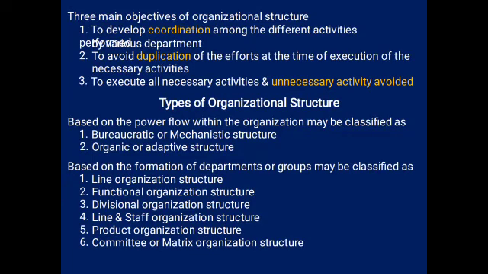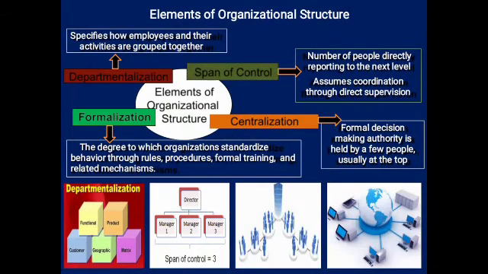Okay, next, types of organizational structure. Based on the power flow within the organization, there are two types of organizational structure. First one is bureaucratic or mechanistic structure. Next one is organic or adaptive structure. Next, based on the formation of departments or groups, it may be classified as line organization structure, functional organization structure, divisional organization structure, line and staff organizational structure, product organization structure, committee or matrix organization structure.